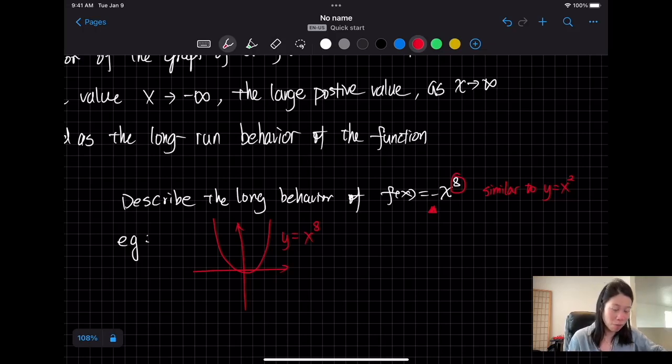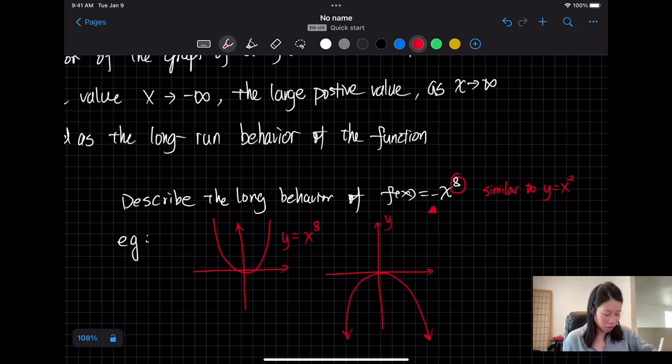So that means you're going to do some transformation of this function. If you take the negative of the whole function instead of x, the function is going to have a vertical reflection. So that means the function is going to look like this one. Okay, so that's the graph of our function.